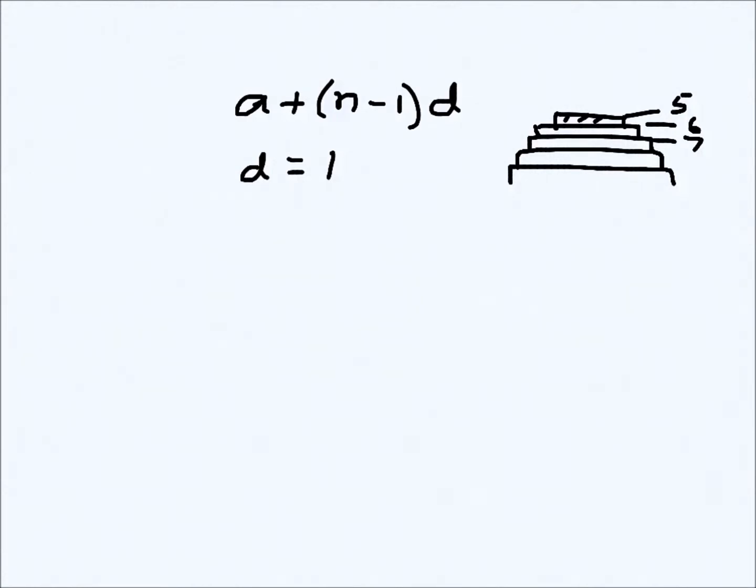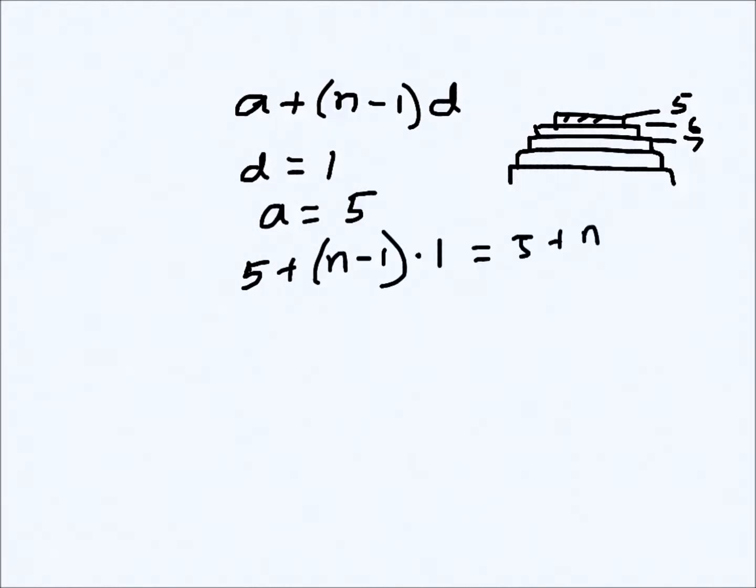It's also said that there are n layers altogether. So what we can say, a is 5, so 5 plus n minus 1 into 1, so 5 plus n minus 1, which is n plus 4. So the bottom one will have this many logs, because this is the nth term, which is the bottommost term.